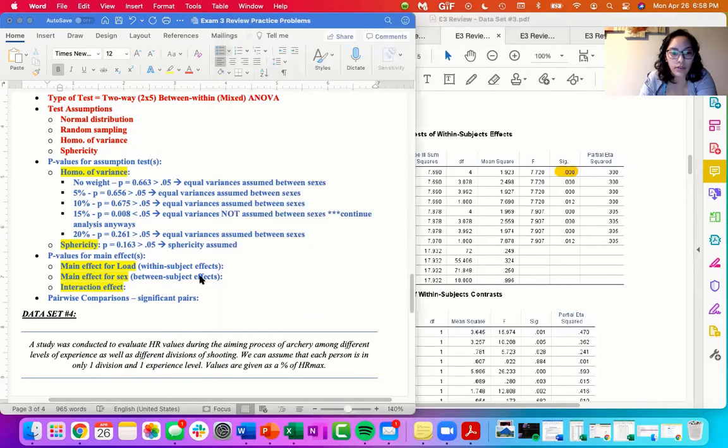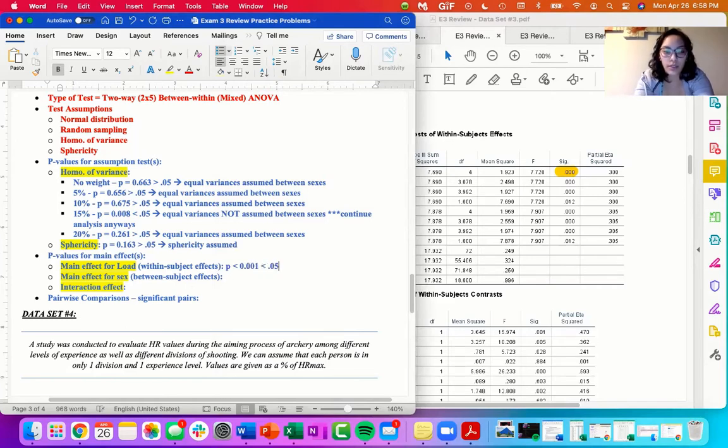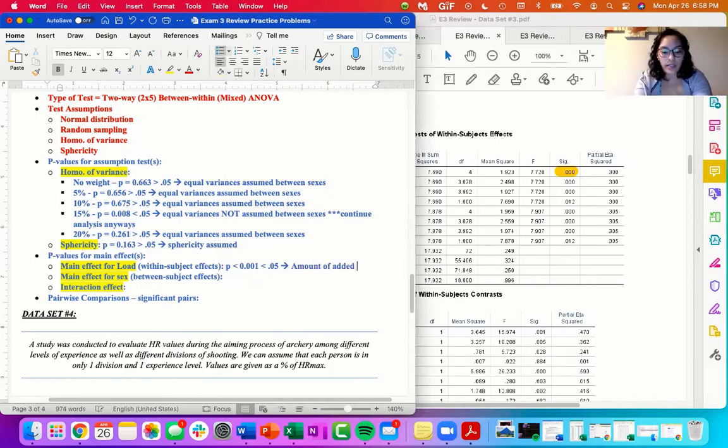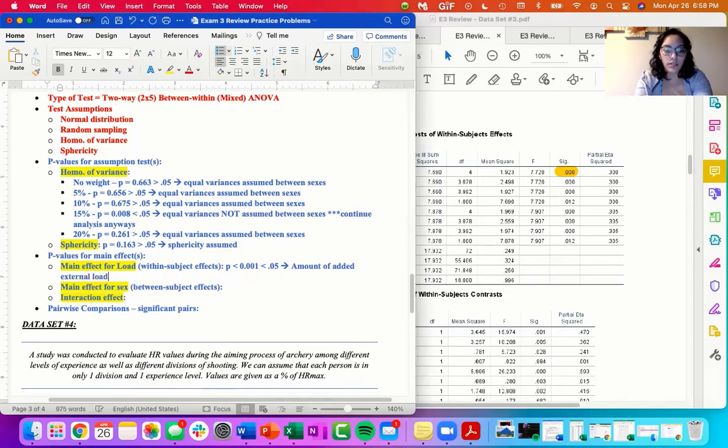Okay, so our p-value for load would be p is less than 0.001, which is less than 0.05. So what does that mean? There was a significant difference. Mm-hmm. So the amount of added external load has a significant effect on power output.